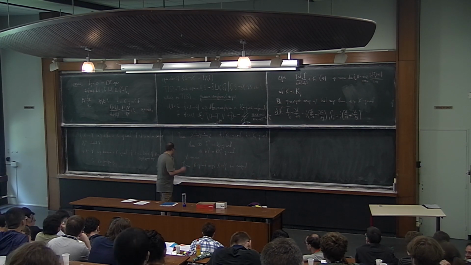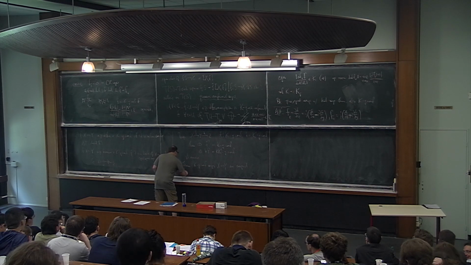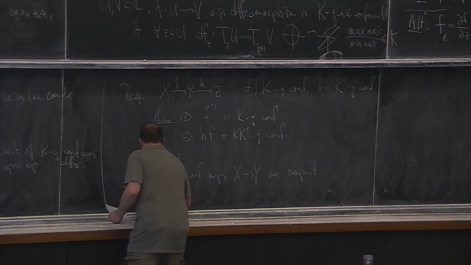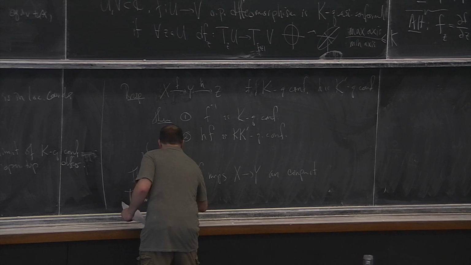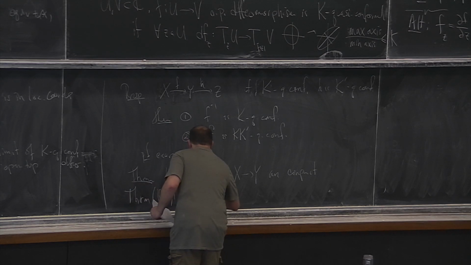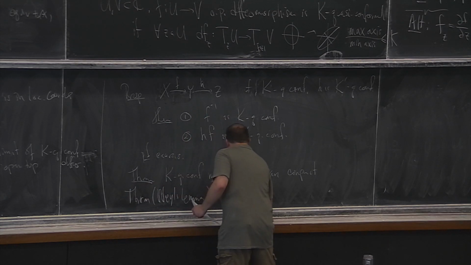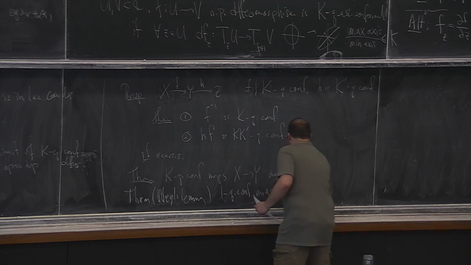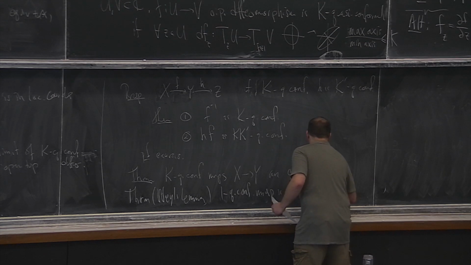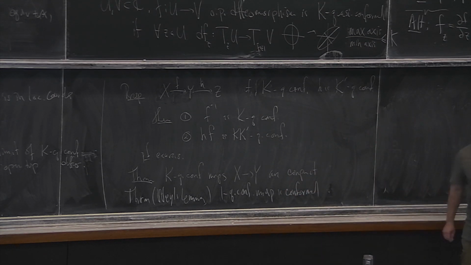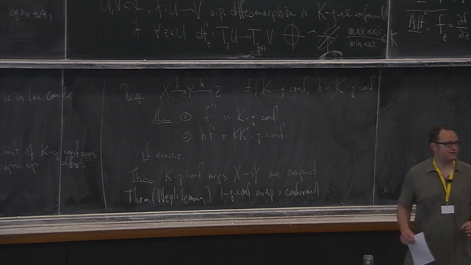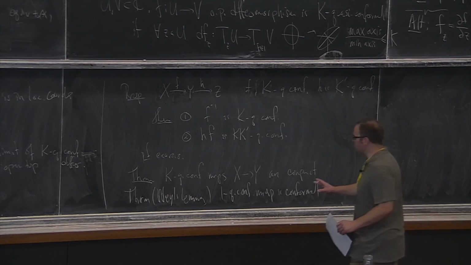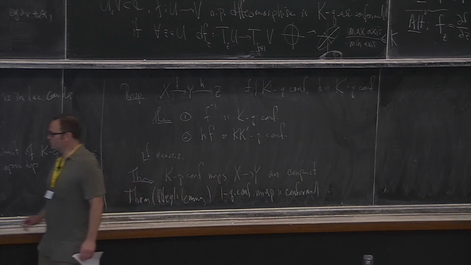And then the last thing, this is sometimes called Weyl's lemma. It says that a one quasi-conformal map is conformal. And for diffeomorphisms, that's obvious. For limits of diffeomorphisms, it's maybe not so obvious. This is something about differentiability almost everywhere.